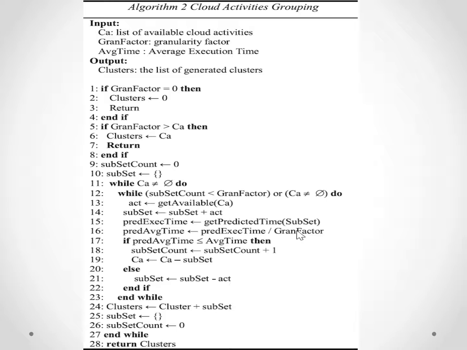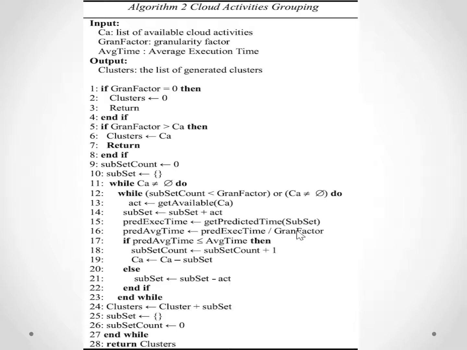The second algorithm is cloud activities grouping. The main focus of this algorithm is to produce a new cloud activity by encapsulating two or more cloud activities into a new one to reduce communication and data transfer overhead. The challenge with this is, however, how do we determine group sizes and which cloud activities do we group together?